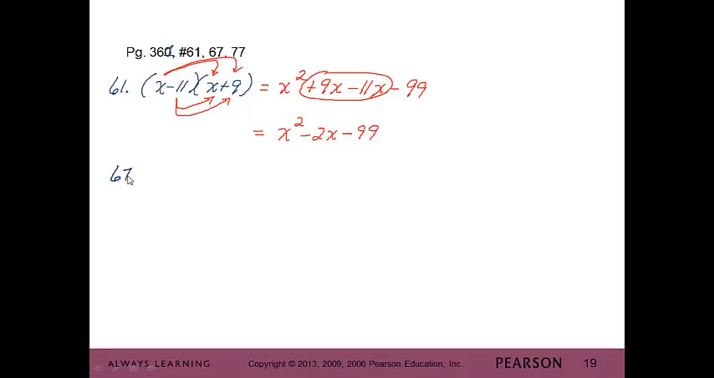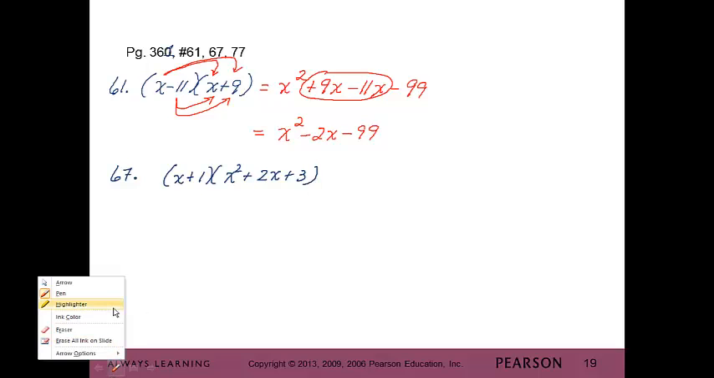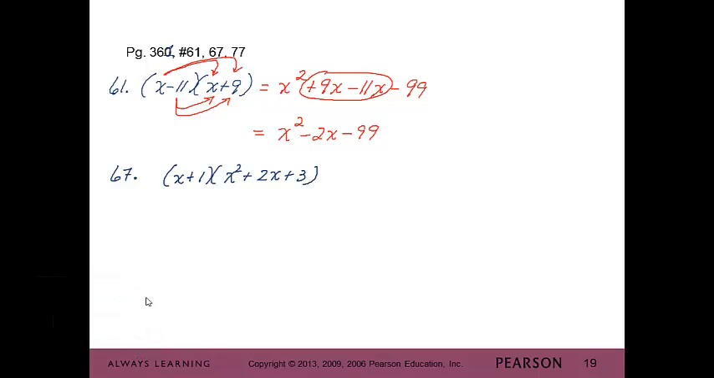And then number 67, we have x plus 1 times x squared plus 2x plus 3. And again, we're going to start by multiplying each term of the first polynomial by each term of the second. So the first polynomial's term is going to be x, and that's going to be x times x squared, as well as 2x and 3. So x times x squared is x to the third power, and then plus x times 2x, which is 2x squared, and then plus 3x.